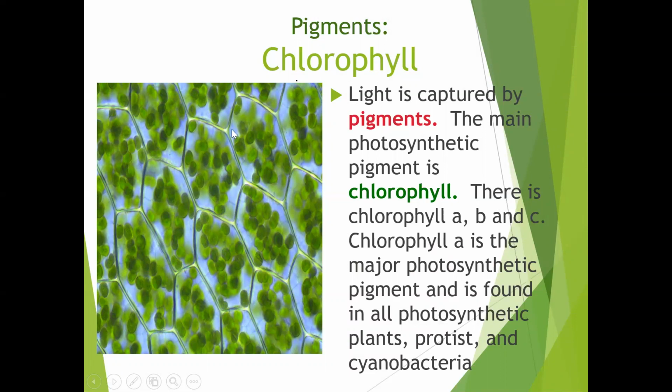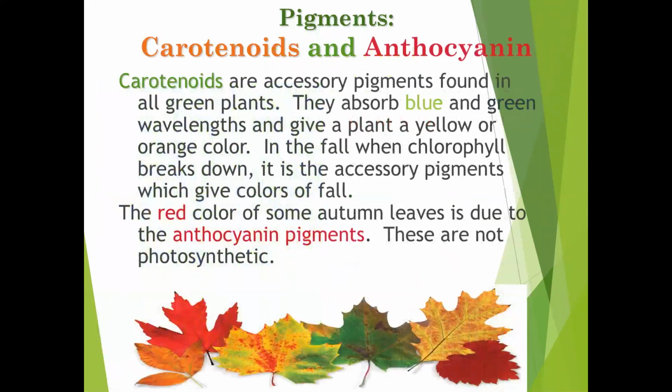Here's a plant cell, and we have the chloroplasts, which are the organelles that contain chlorophyll. There are other pigments that plants have: the carotenoids and the anthocyanins. These are visible when chlorophyll is not being used. During the autumn, which we are in right now, this is a perfect time for you to go out and observe these different pigments. They're called accessory pigments, and they absorb blue and green wavelengths, and they give a plant a yellow or orange color.